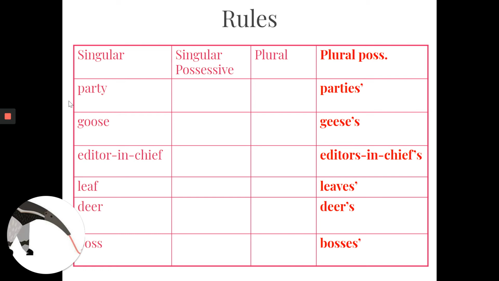Okay, here we go. Singular noun. Change the spelling to make it plural. Does it have an S on the end? Yes. So I just put an apostrophe. Goose. Change the spelling to geese. Does it end in an S? No. So I add apostrophe S.